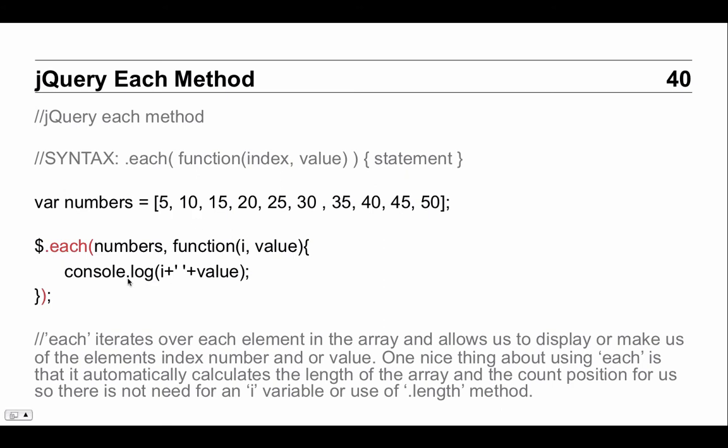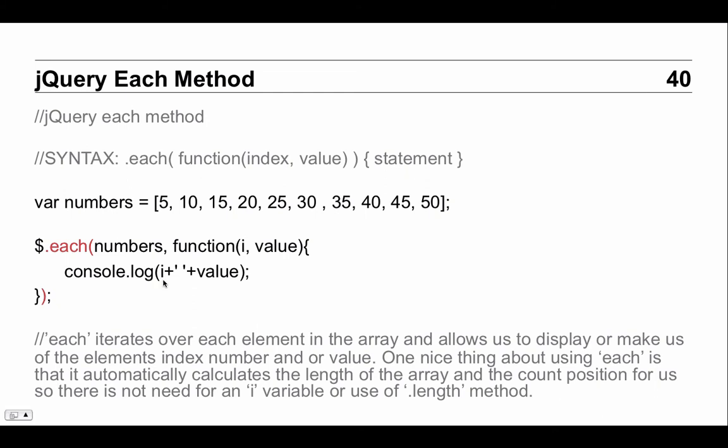So here we're saying console.log, and we're saying i plus, and we're adding a simple space. This is just a string with a keyboard space in between it. And then we're saying plus, and we are adding on the value. So the first time this is going to print 0 space 5. The second time it will print 1 space 10. The third time it will print 2 space 15.